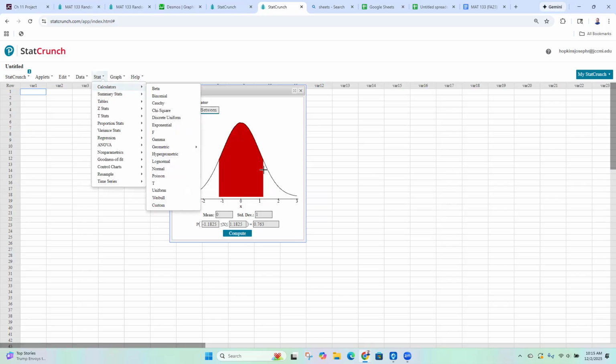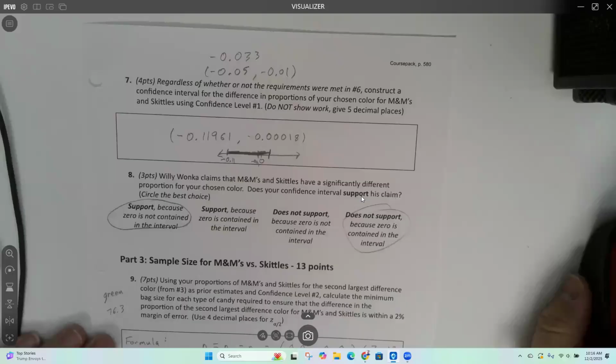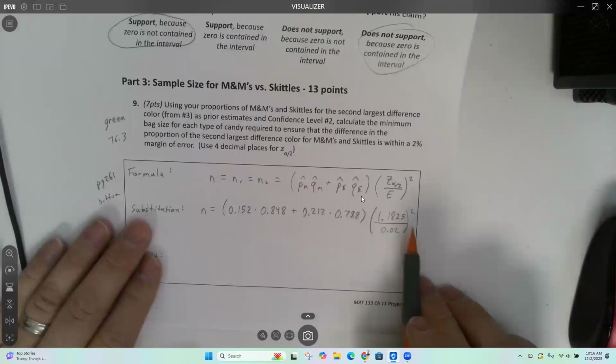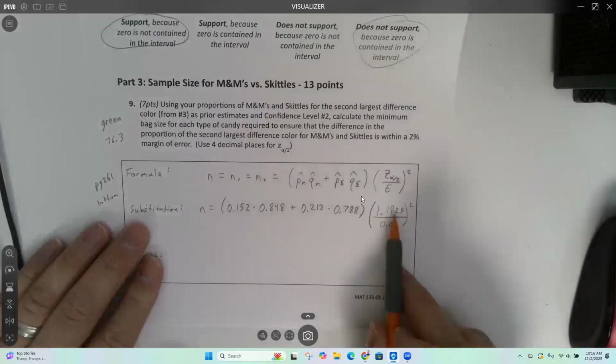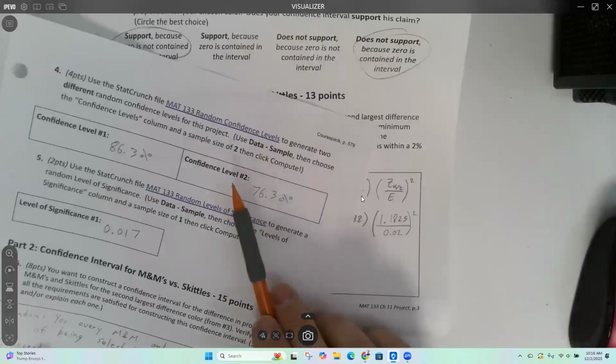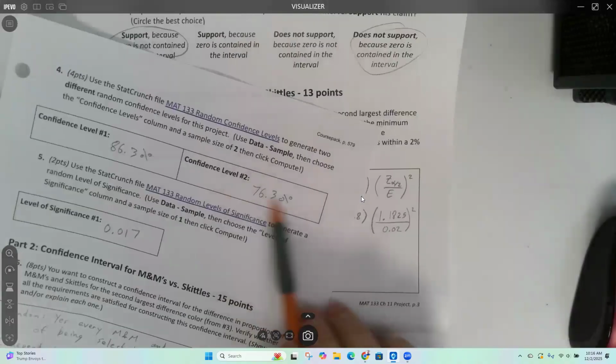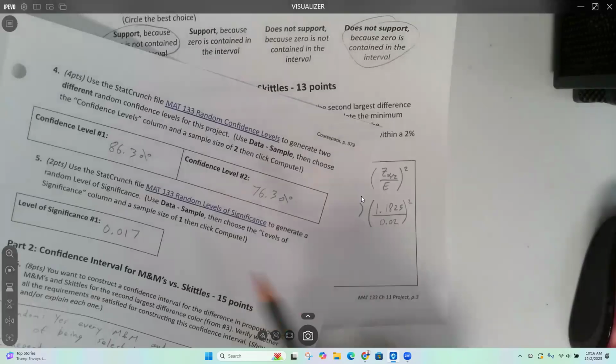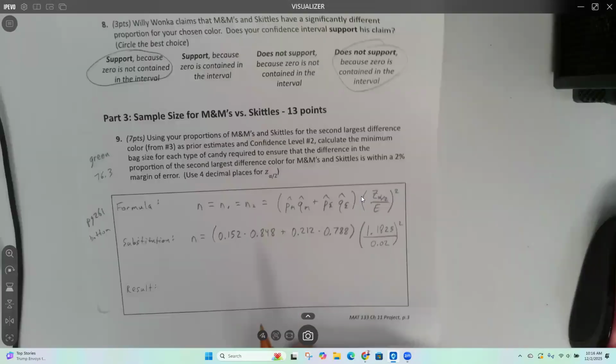This is all the stuff we did in chapter 7, right? Now yours will be different because on page 579, we did confidence level 2. You did a random number, so you got a different one. Okay, that's fine.